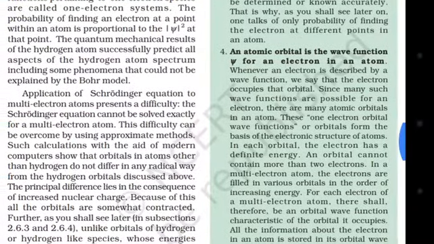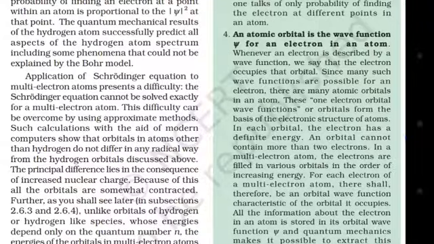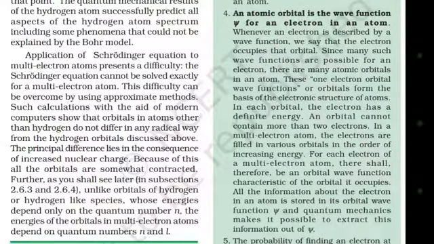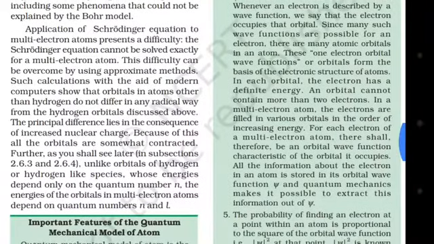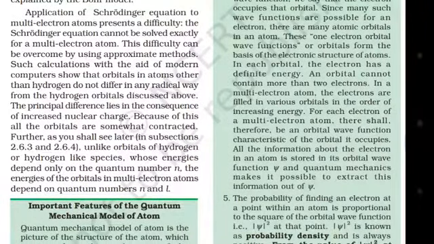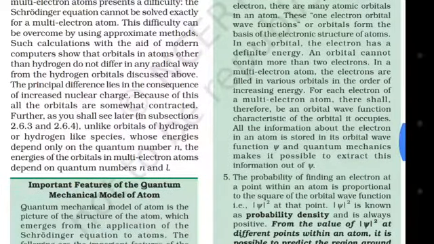In each orbital, the electron has a definite energy. An orbital cannot contain more than 2 electrons. In a multi-electron atom, the electrons are filled in various orbitals in the order of increasing energy. For each electron of a multi-electron atom, there shall therefore be an orbital wave function characteristic of the orbital it occupies.